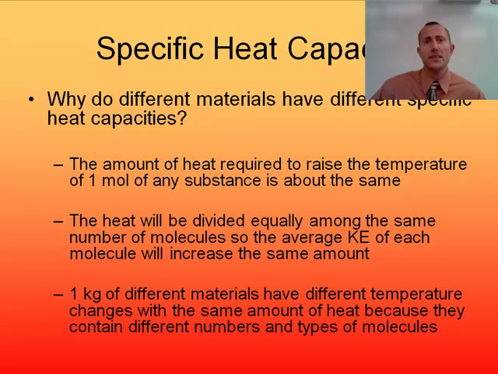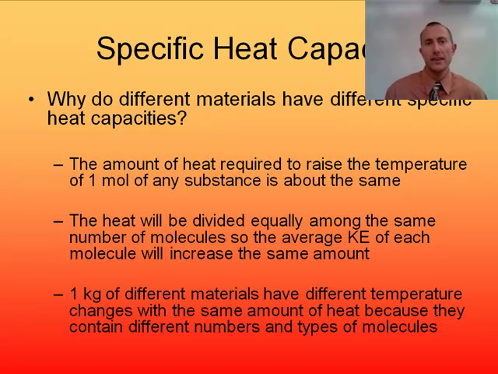Now, specific heat capacity is a property of a substance, and so all substances have their own unique specific heats. Something like aluminum has a low specific heat. Something like water has a very, very high specific heat. And there are a couple of reasons for this, but the biggest one is that what we're really looking at is the amount of energy it takes to raise 1 mole of any substance. And there are a couple of reasons, but the main one is that they have different molar masses.